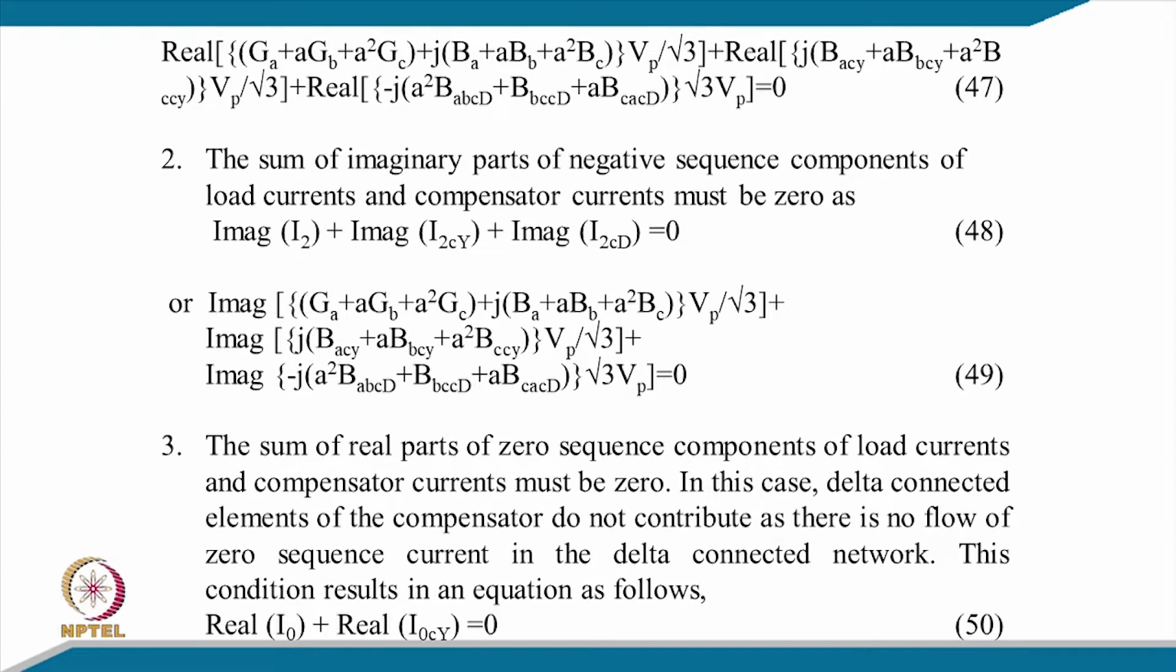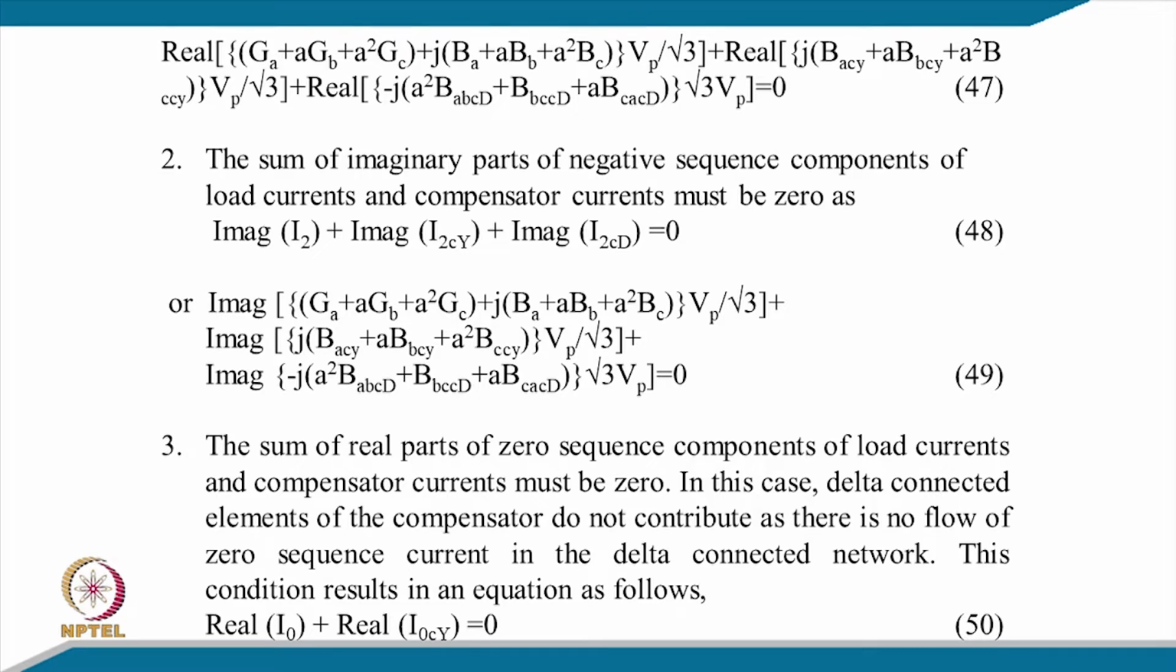Similarly, the second condition is that the sum of the imaginary parts of the negative sequence load current and compensator currents must be 0. So, similarly, we can have the imaginary part of I2 of load current plus the imaginary part of the star connected compensator I2CY plus the imaginary component of the delta connected compensator I2CD equal to 0. Again we can put the values of I2, I2CY and I2CD into it, and then the imaginary part of it can be made equal to 0.